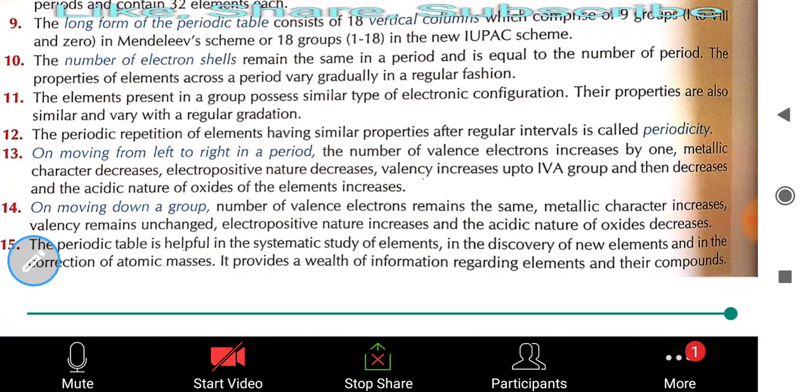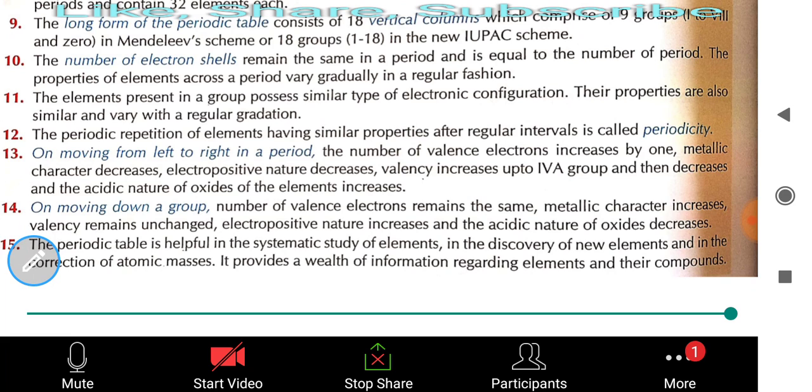The elements present in a group possess a similar type of electronic configuration. Their properties are also similar. That's why we put them in the same group. The periodic repetition of elements having similar properties after regular intervals is called periodicity.